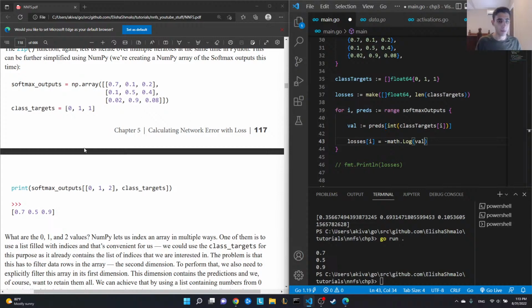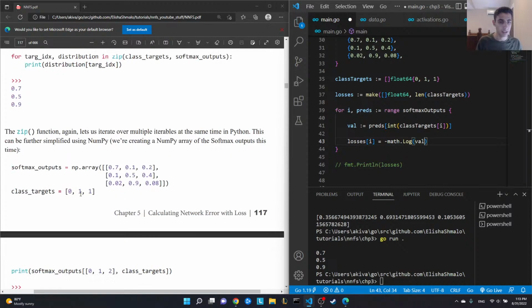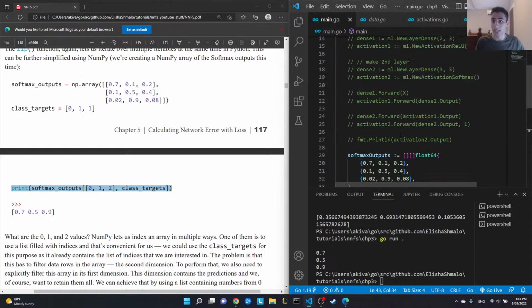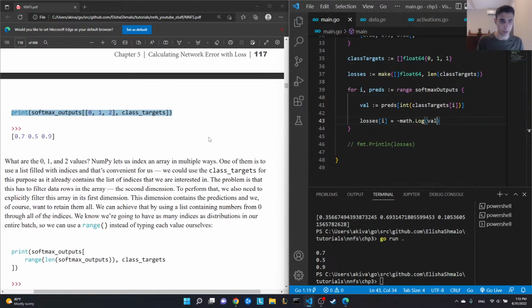Yeah, he's actually able to turn this into a NumPy and index things a little bit cleaner, which is very nice for him. We're not able to do that, so we're going to have to do it in our tensor package, but not yet. We'll save that for a little bit later. I think I found a way to do that.